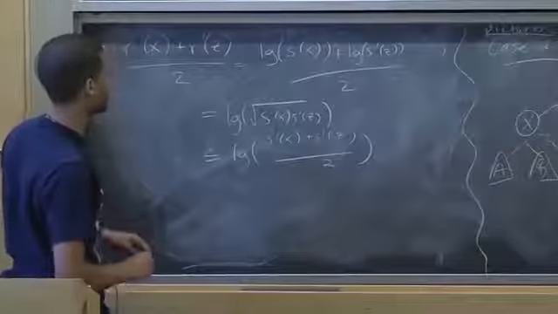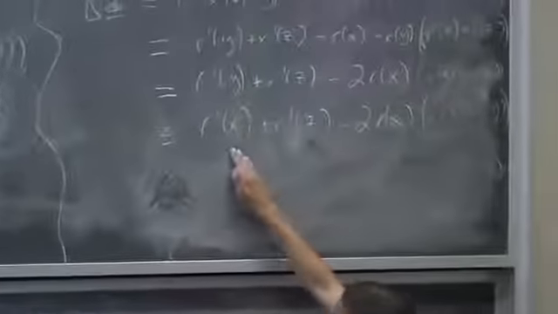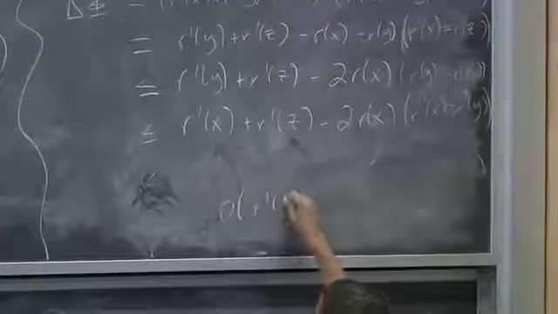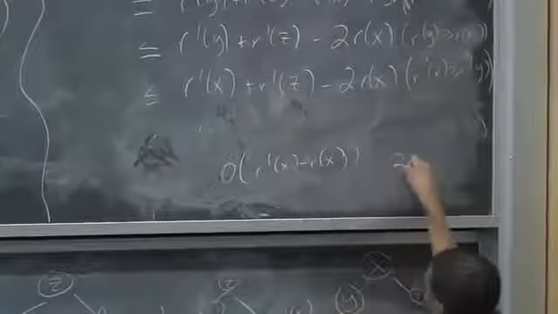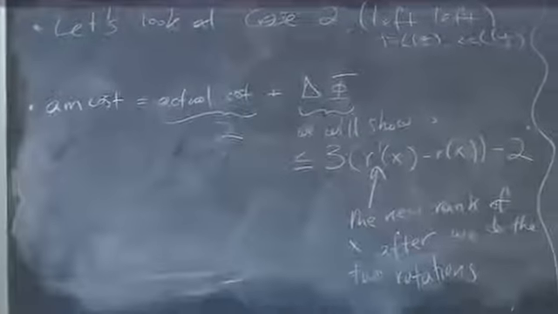So let's go back to business. I don't just want to bound r prime of z by r prime of x and get 2. I don't just want to get big O of r prime of x minus r of x. I also want to get this minus 2 to kill that 2. Yeah, that was the key. Sorry about that.